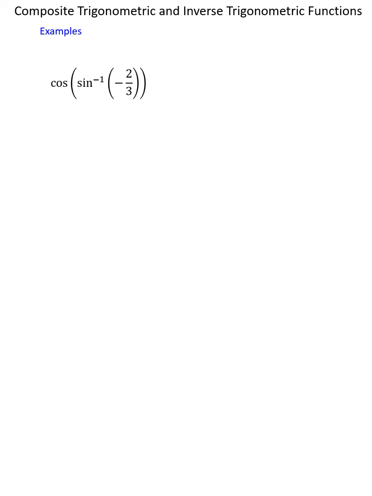And lastly, let's do this composition of functions. As we described earlier, we're going to focus on the inside, or the first of the two functions of this composition. Let's ignore the cosine for just a moment and see what we can make out of inverse sine of negative 2/3. Well, inverse sine of negative 2/3 represents the unique arc length between negative pi over 2 and pi over 2, such that the sine of that arc length is negative 2/3.